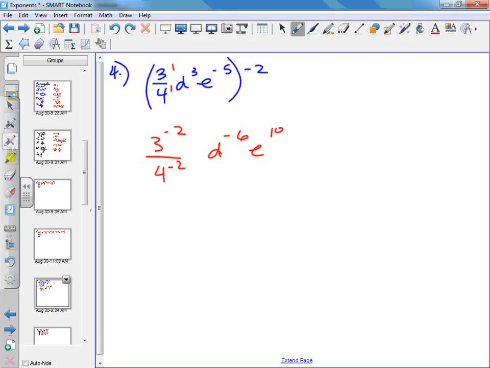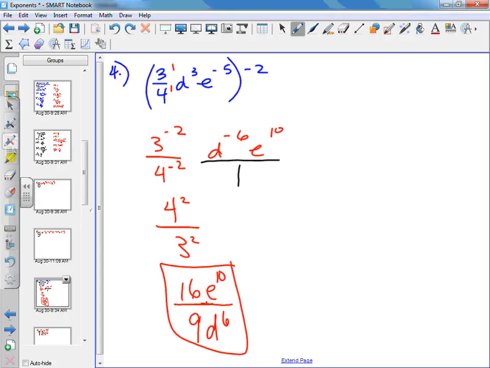I'm going to do one problem at a time. So I would put my fraction line in. My 4 to the negative 2 goes to the top and becomes 4 squared. 3 to the negative 2 goes to the bottom and becomes 3 squared. What is 4 squared? 16. What is 3 squared? 9. Okay, now, what do I do with the d? Extend that and put those variables over 1. What goes to the bottom? The d to the 6 goes to the bottom, and the e to the 10th stays. And you're done. Get it?